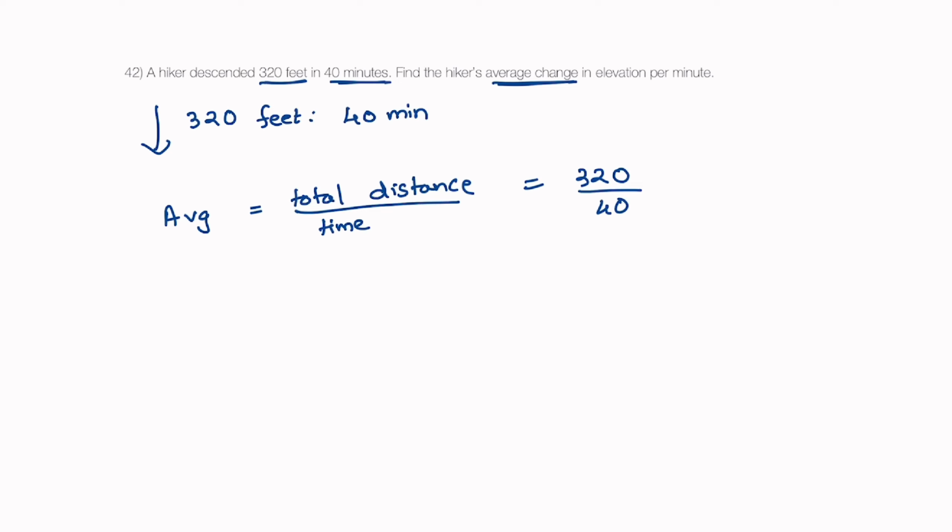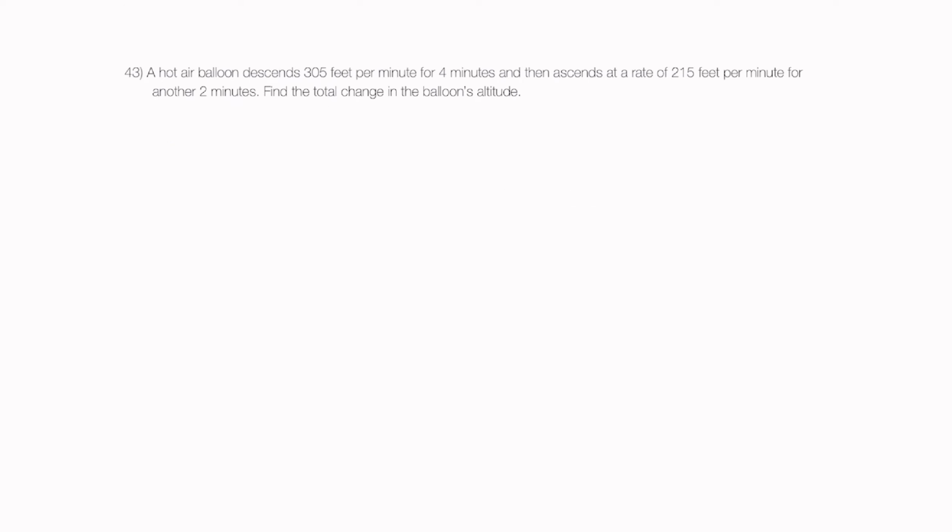And this cancellation is easy. Division 0, 0 out. 32 divided by 4 is 8. So his average speed is 8 feet per minute. So every minute he's descending by 8 feet. And here we are on question 43. Let's write this information as we read. It's going down 305 feet. And the duration for this is 4 minutes.